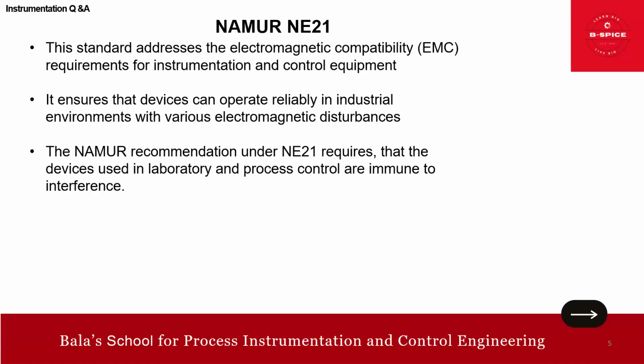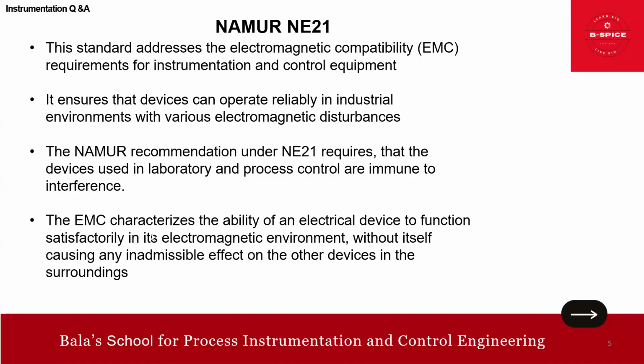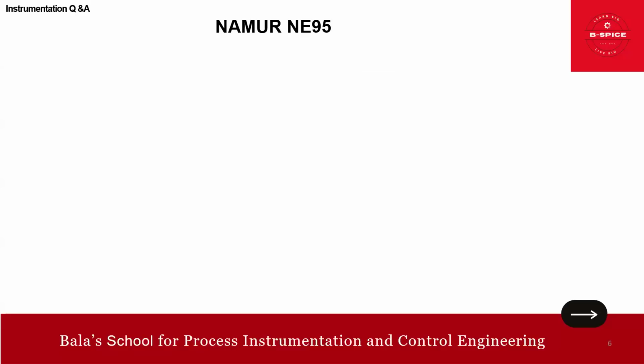Yes. So the NAMUR recommendation under NE21 requires that the devices used in laboratory or process control are immune to interference. If you have this NE21, you can get rid of all these EMC issues. So the EMC characteristic is the ability of an electrical device to function satisfactorily in its electromagnetic environment without itself causing any inadmissible effect on the other devices in the surroundings. So that is also a beauty of this NE21. I hope this NE21 is also clear. We have seen NE43, we have seen NE107, now NE21. One more to add.